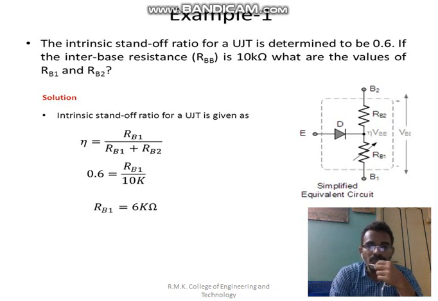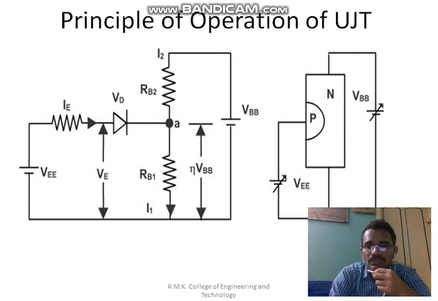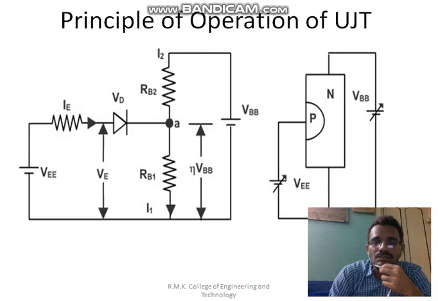And next, coming to the operation. When coming to the operation, we are going to connect the base terminals. If you can see, B2 and B1. B2 will always be positive, B1 will be negative. And the emitter, which is p-type material, will always be forward biased. So the emitter is forward biased, B2 here will be more positive than B1, and this is the circuit diagram of your UJT, and this is your construction diagram.